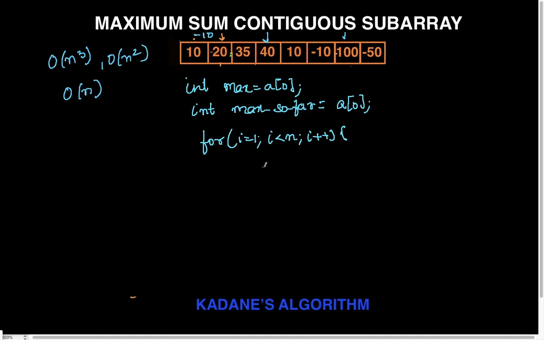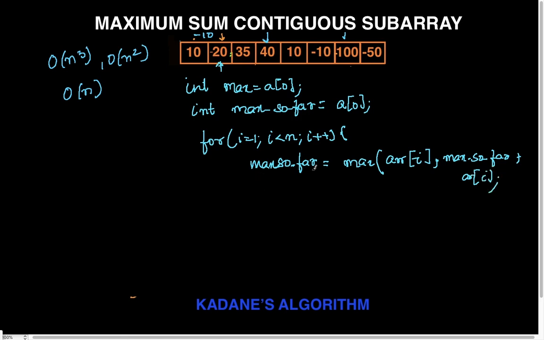And what I do is at any time I check that max so far. So basically when we are here, we have to find what is going to be the max so far if the endpoint is this particular place. So I check that this is either going to be that particular element, which is array of i, or it's going to be max so far plus a of i. Okay, and every time we calculate max so far, we check that if max so far is greater than max, then we update our max to max so far.